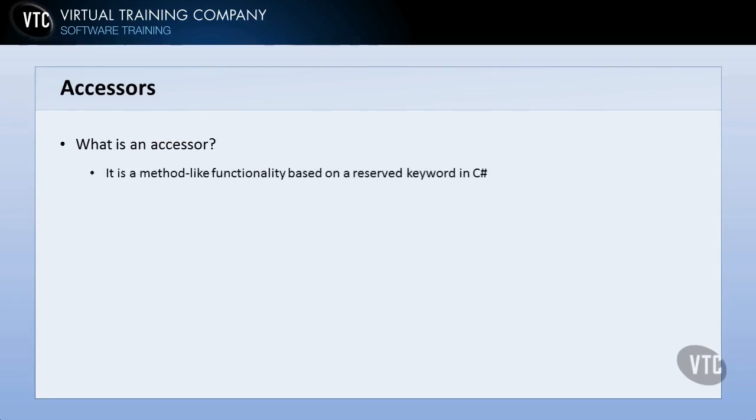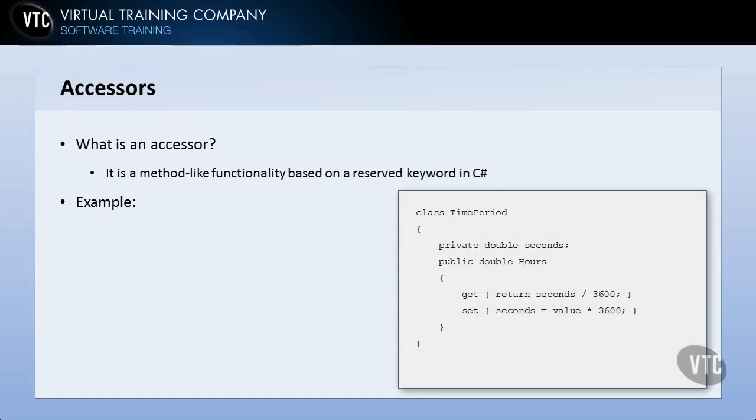An accessor is this method-like functionality that you see in properties and some other places, and this is based on some reserved keywords in C#. Here's the best example of them. Notice we've got a class called time period, and we have a private field here, private double seconds. It's a double data type, and the variable is named seconds. Then we have our property here, public, data type double, and hours is what is seen from outside the objects that are instantiated from this class.